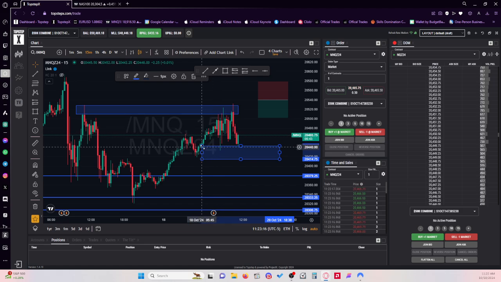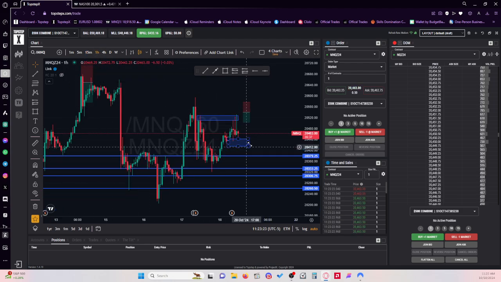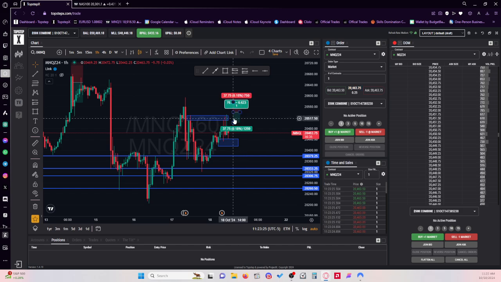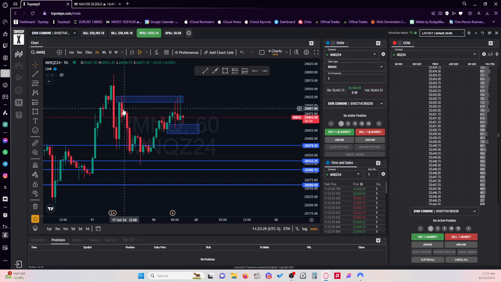But I also knew from my analysis before the market that this was a 1 hour key level. So if you go on a 1 hour, as you can see, this is a key level right here. It rejected earlier and crashed, and then it rejected again. As you can see, it's rejected 3 times. Now, it's probably going to break through the next time this goes up.